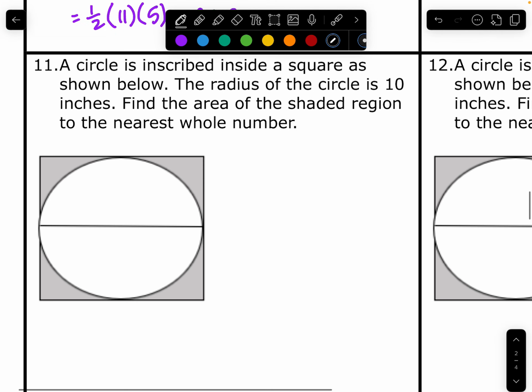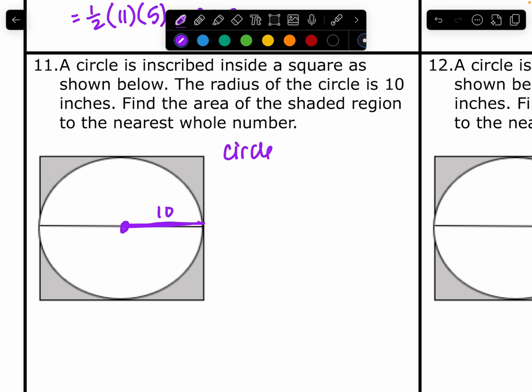Number 11, a circle is inscribed inside a square. The radius of the circle is 10. So radius is half the diameter, so that's 10. Find the area of the shaded region. Okay, so since this is to find the area of the shaded region, it's a subtraction problem. So let's find the circle's area first. Pi r squared is for a full circle. So that'll be pi times 1, oh, sorry, 10 squared. I'm jumping the gun. 10 squared is 100. So that's 100 pi. I'm going to leave it in terms of pi for now.